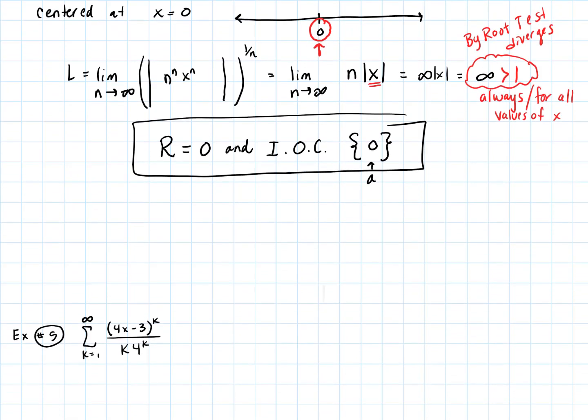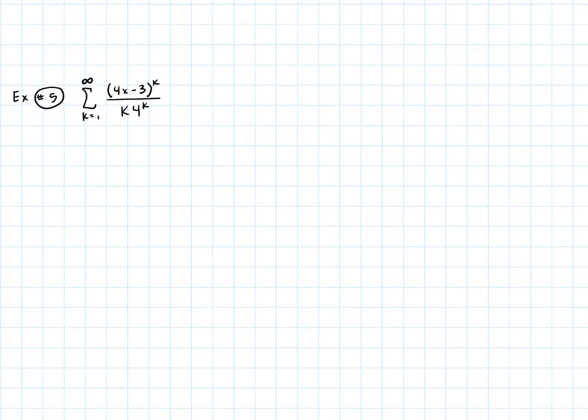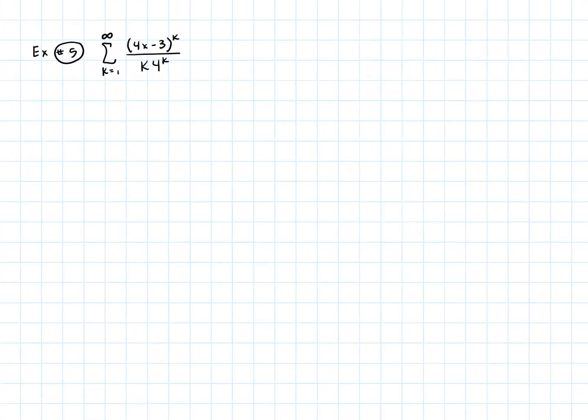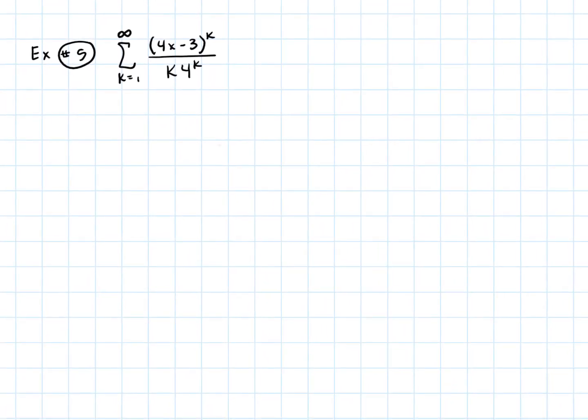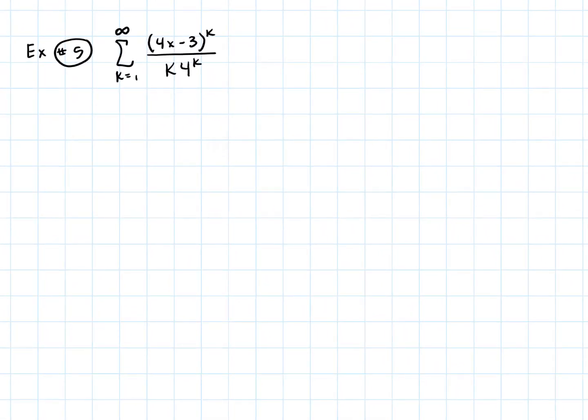Okay, let's get one more example into this video. I know we can do it, even if it makes the video a little long. I think I want to wrap up with this video. So let's do this example here. If we have this series from k equals 1 to infinity of (4x minus 3) to the k over k times 4 to the k.